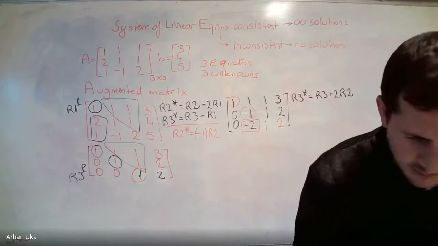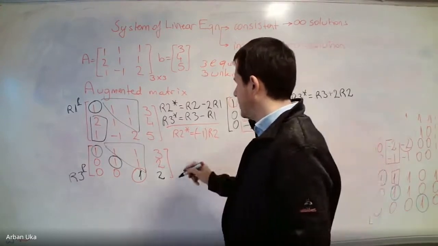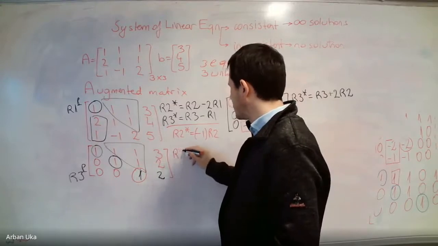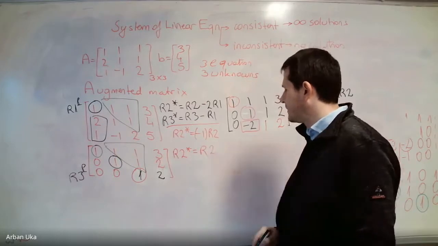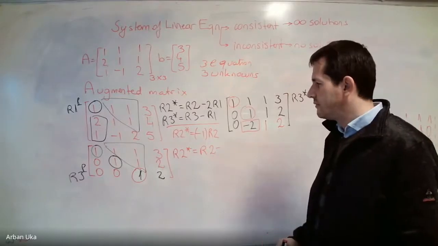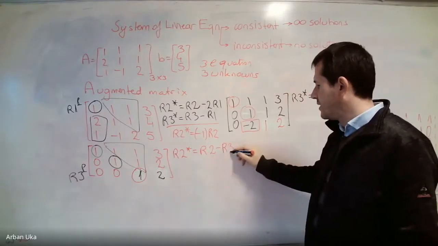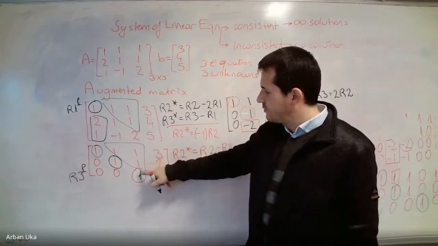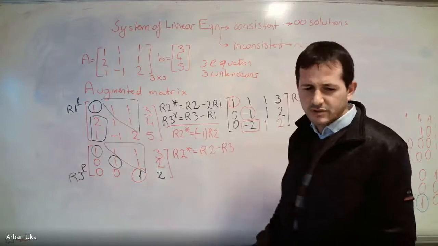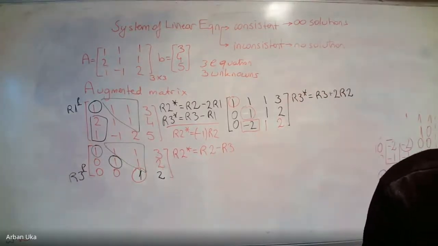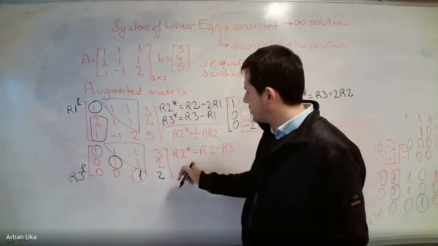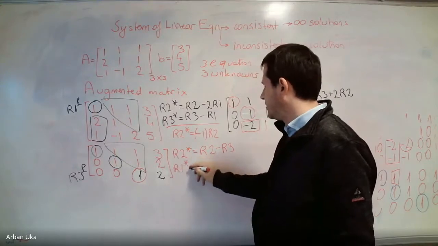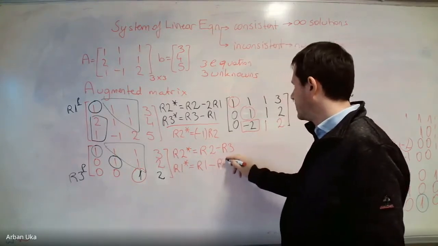In order to do that, we can do the following. How can we make this 0? We say row 2 star is equal to row 2, and then what? Minus row 1. No, minus row 3, because to make zeros above the diagonal, we need to use the lower rows. So we should be careful about that. Then we have to make also this 0, where we have row 1 star, equal to row 1 minus row 3.